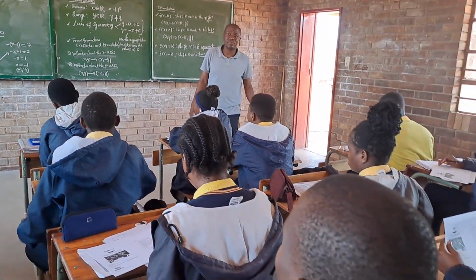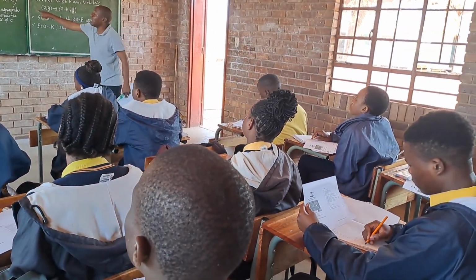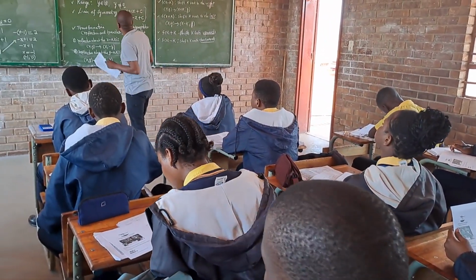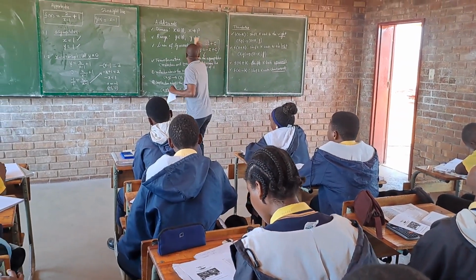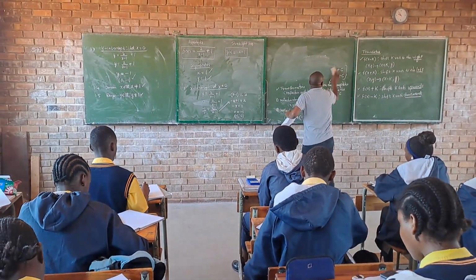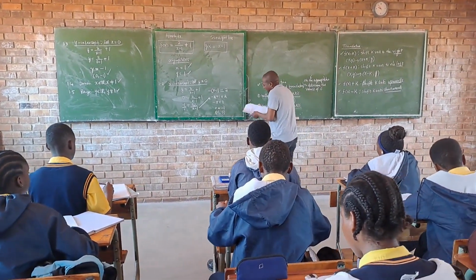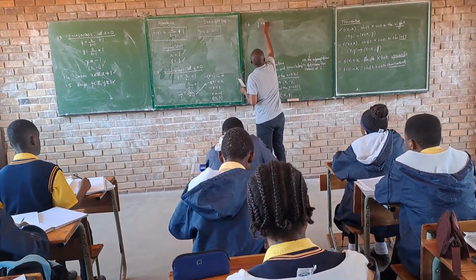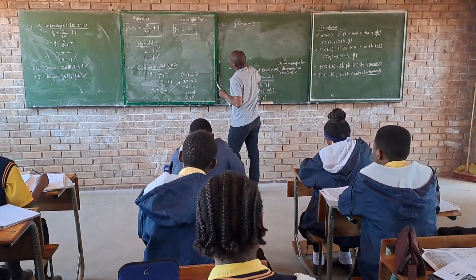y equals minus x plus c, because it's the one with the negative gradient. So we're going to just determine the one with the negative gradient. Are you following, guys? Alright. Then this question, 1.6. So we're going to say y equals negative x plus c.